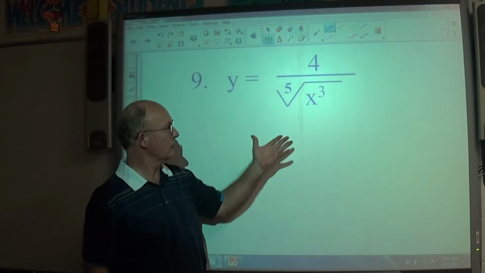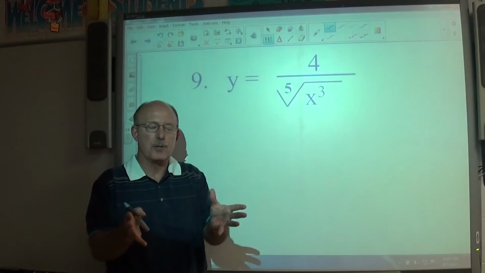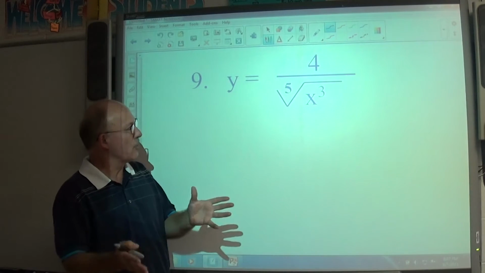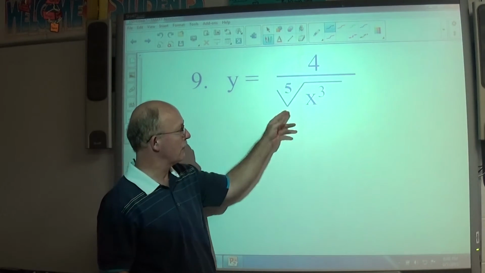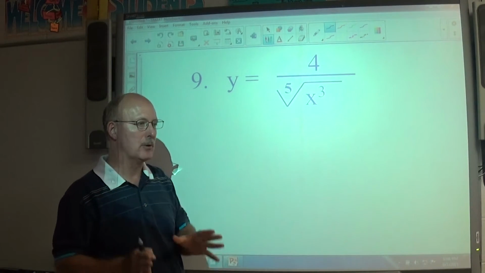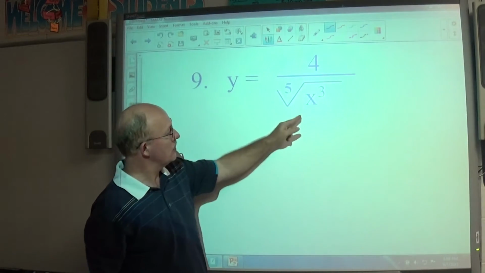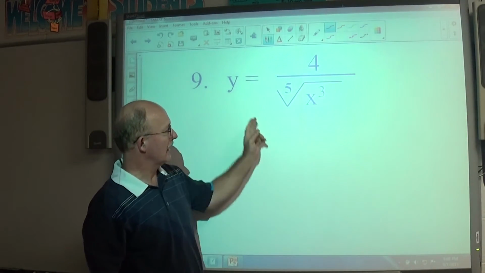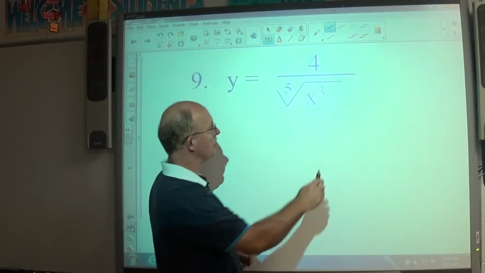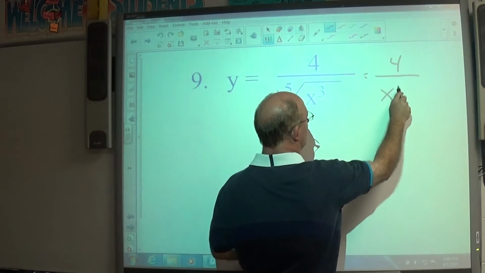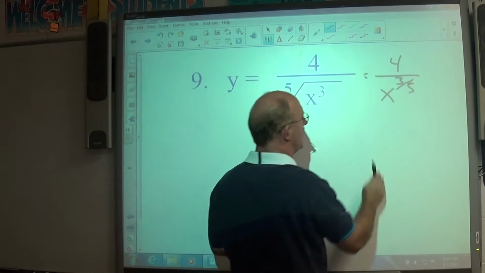Now I said radicals, we really don't work with them until we convert them to rational exponent form. So we don't want the radical form. We want it with the exponent so that we can use the general power rule. Now we got 4 over the 5th root of x to the 3rd power. Now let's rewrite this so that it's no longer in radical form. This will be 4 over x to the 3/5 power.